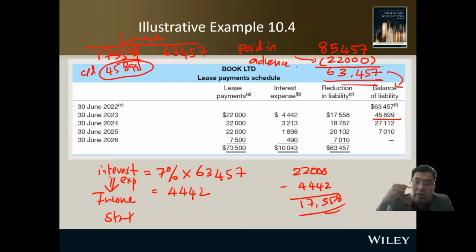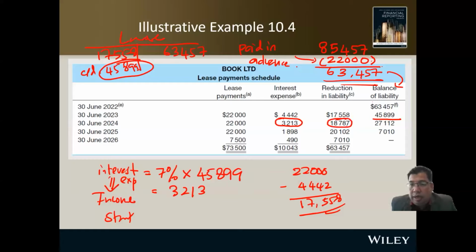For the second year, you're still going to make a payment of 22,000, whereby you need to identify how much is your interest. Your interest will reduce because your loan has already reduced. So your interest for the second year will be 7% multiplied by 45,899. This gives you 3,213, the interest expense for the second year. The difference, 18,787, will be the repayment of principal. So 45,899 minus 18,787 gives you 27,112.